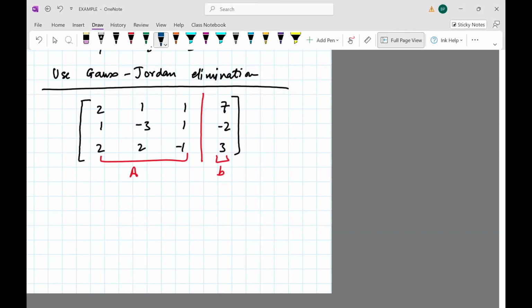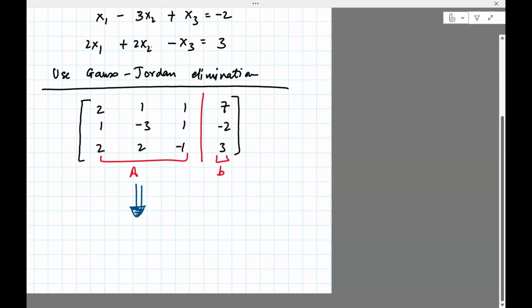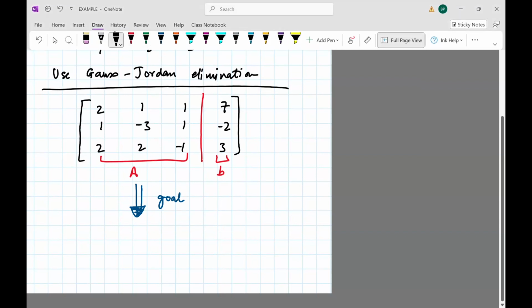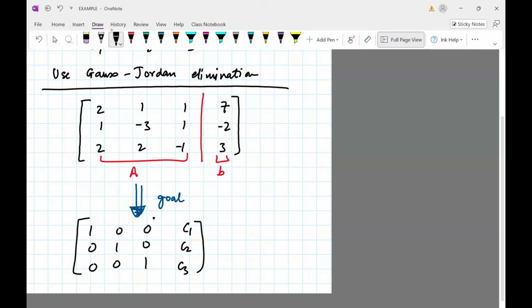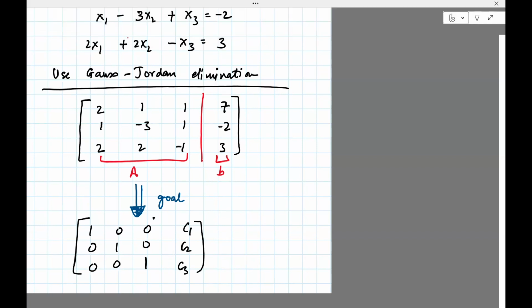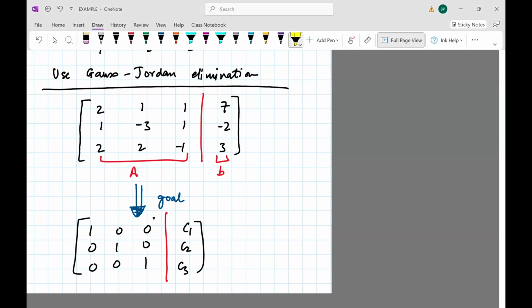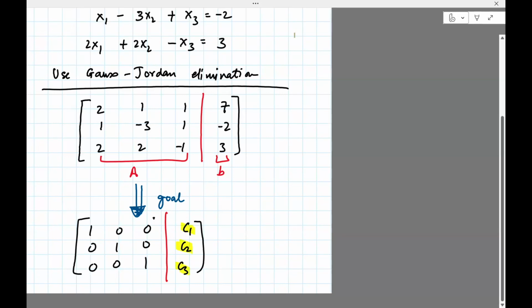So what we are after is this. Our goal is to reduce this to 1, 0, 0, 0, 1, 0, 0, 0, 1, C1, C2, C3. And if you do it right, then your answers are, for x1, it's going to be C1, x2 will be C2, and x3 will be C3. As simple as that.